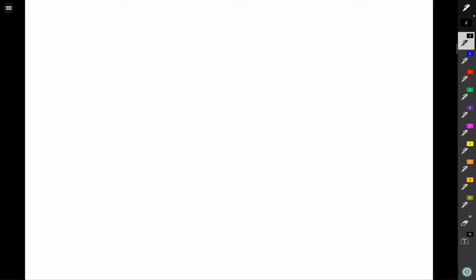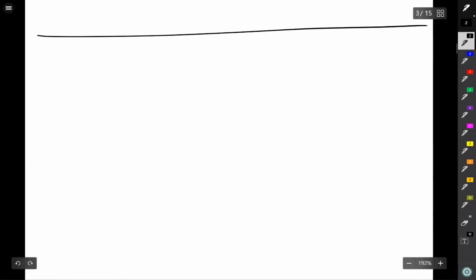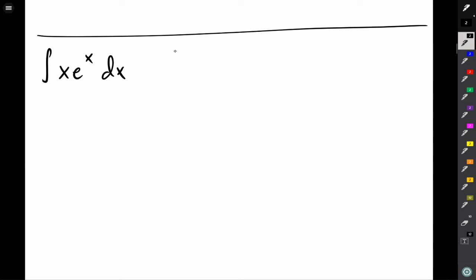So let's look at a couple examples we can compute here. We'll start with something pretty simple and straightforward, kind of like what we had before. The integral of x e to the x dx. All right, so again here, this has an algebraic part and an exponential part.